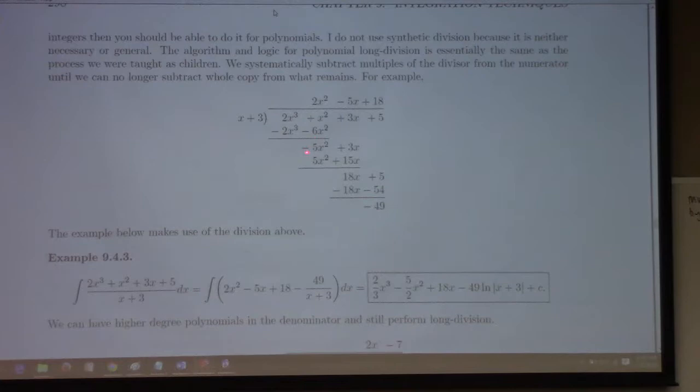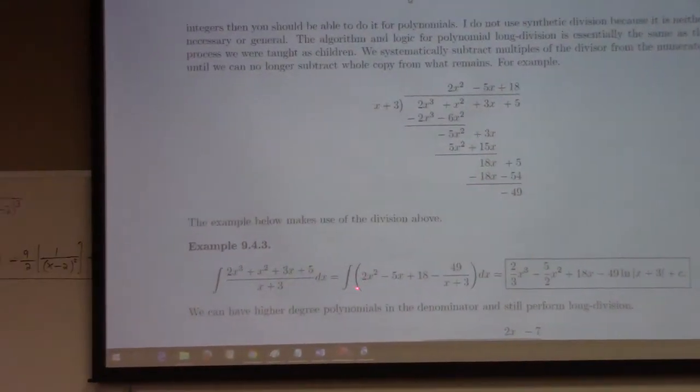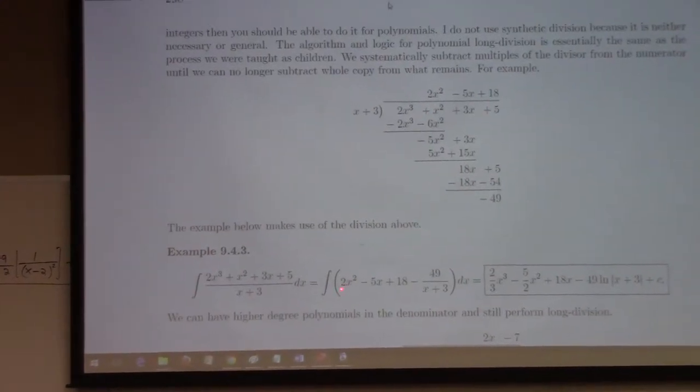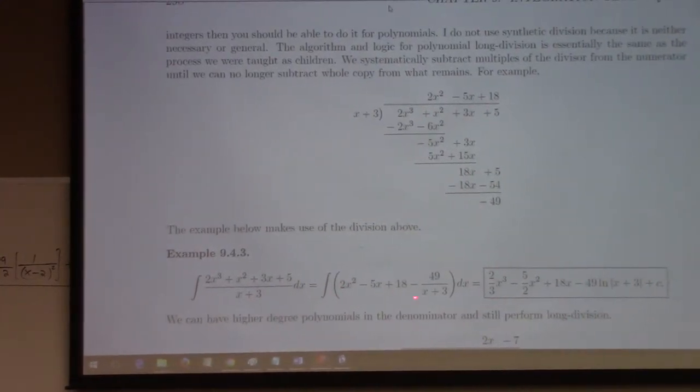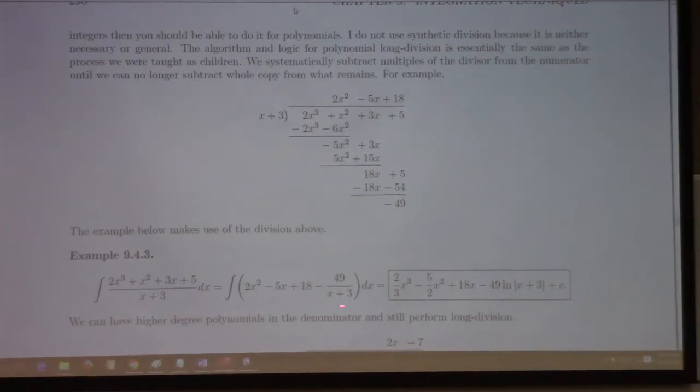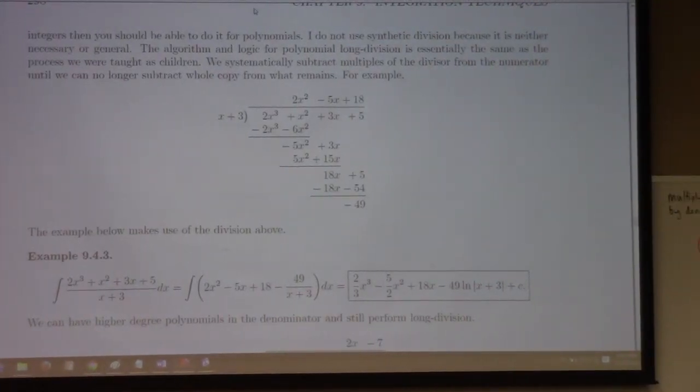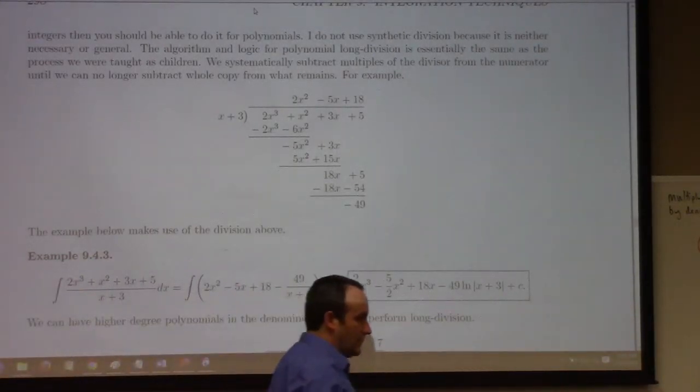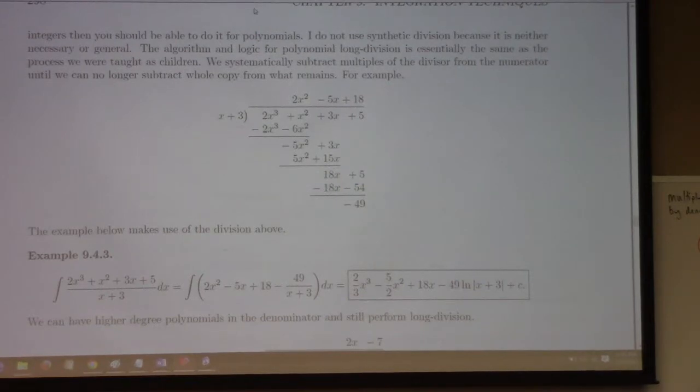You subtract these, you get minus 5x squared. Then I need the minus 5x to match this, and so forth, we get the remainder of minus 49, which gives us that this fraction is actually this polynomial, 2x squared minus 5x plus 18, see? Minus 49 over x plus 3. And of course that we can integrate. So here's a slightly more exciting example of long division, right? What other technique could you use to do this one if you were so inclined?